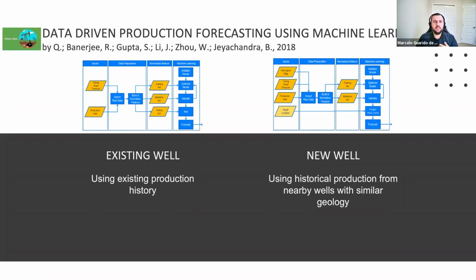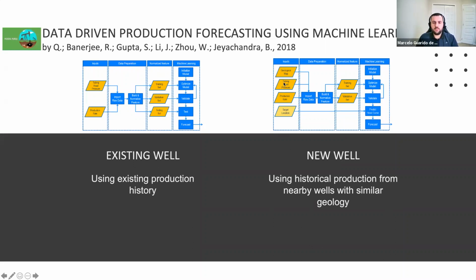So they try to predict how the production is going to be in a well that doesn't exist there yet. For existing wells, they're using the production rate or the history of the production, plus some information from the well, like the tubing head pressure, to do the prediction. And when they're doing it for new wells, they use the same information plus a geological map, but not for the well, because it doesn't exist. They're using it for adjacent wells of that location.